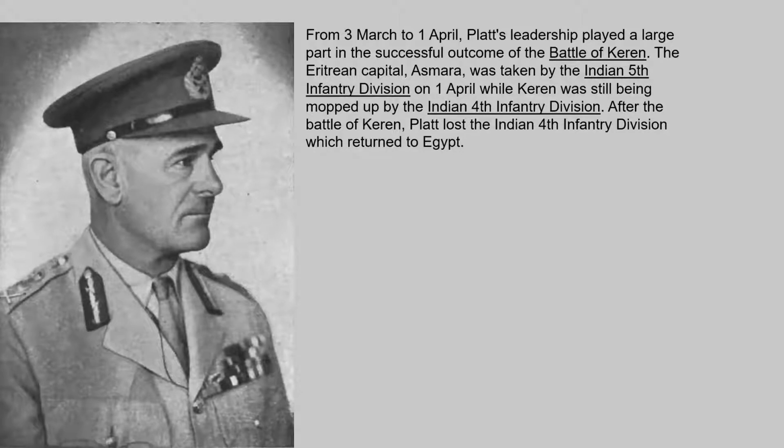So, of course, that's General William Platt here. From 3rd of March to April 1st, Platt's leadership played a large part in the successful outcome of the Battle of Keren.